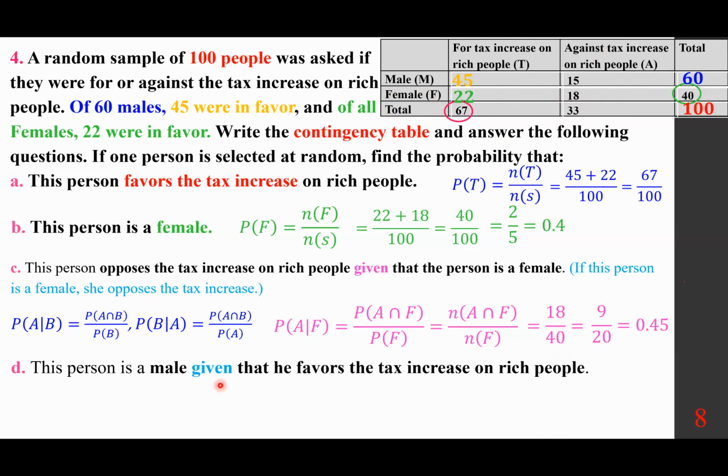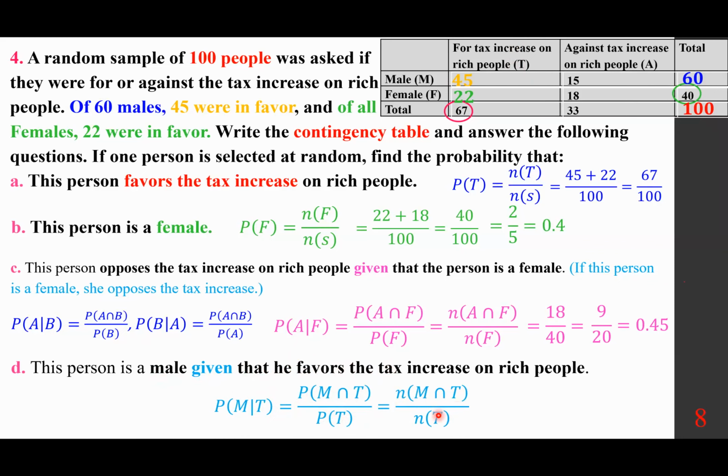The person is a male, given that he favors the tax increase on rich people. In other words, again, we no longer are dealing with the total sample space of 100. And if we were to go with the formula according to this, we have probability of M, male, given what comes after given, T, those in favor, which is probability of M intersection T over probability of T, N of M intersection T over N of T.